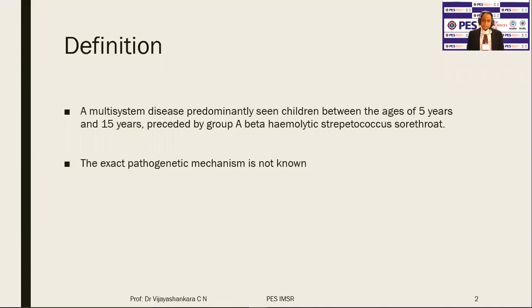Usually it is preceded by group A beta hemolytic streptococcus sore throat. This is one of the commonest causes of a sore throat in children apart from the viruses. Majority of sore throats are due to viruses, but there are certain telling clinical symptoms which tell you that this could be a group A beta hemolytic streptococcus sore throat. The exact pathogenetic mechanism is not known. We'll come to that later.